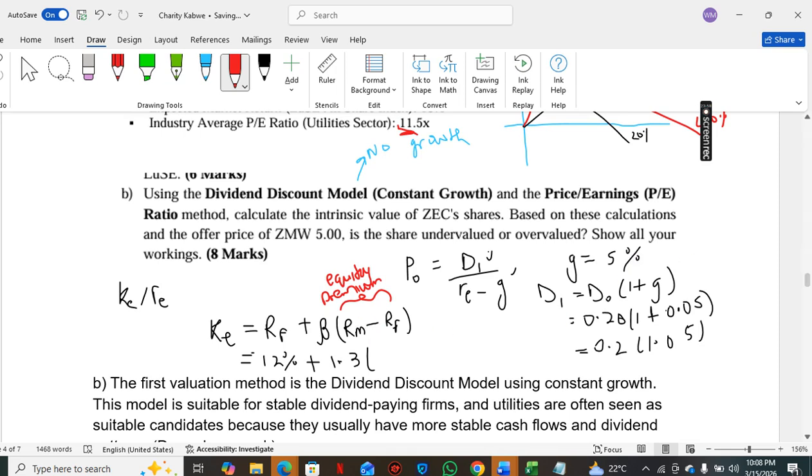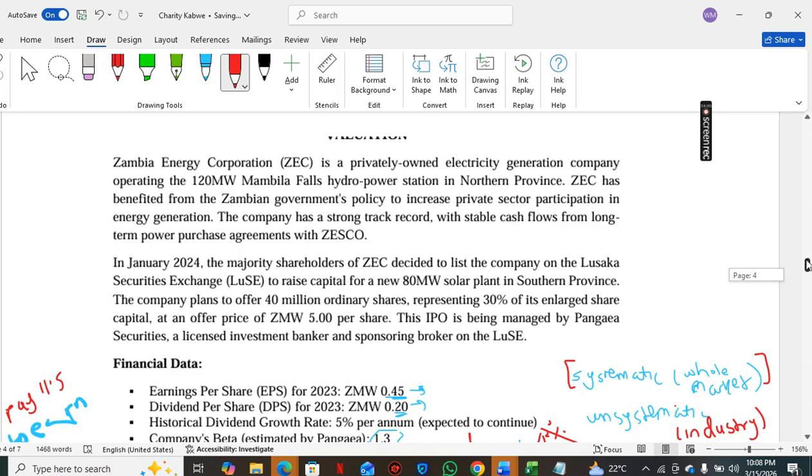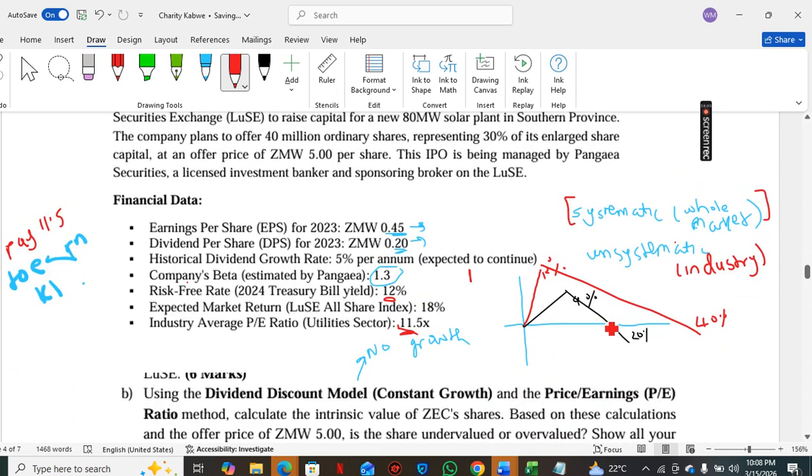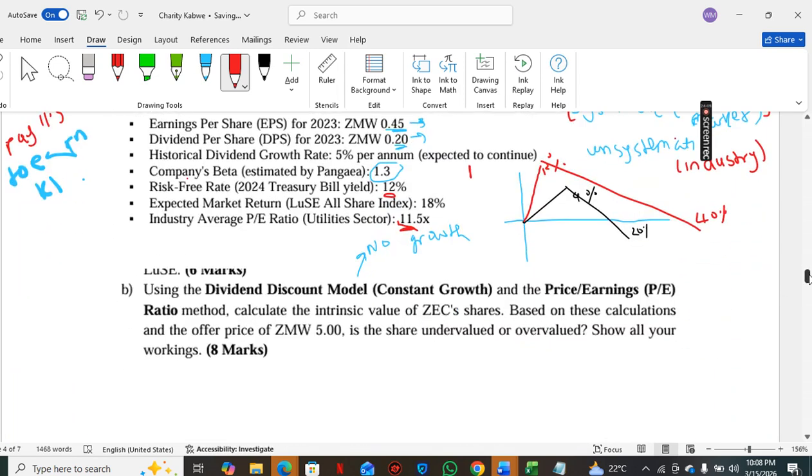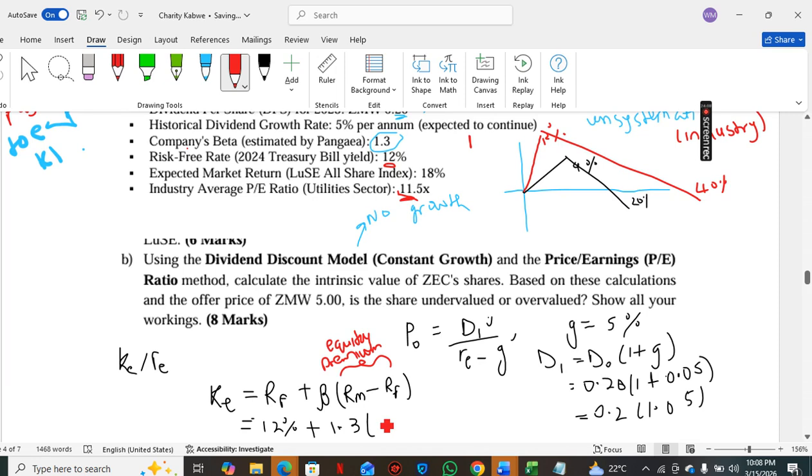Are there any questions on that? Expected market return 18%. Hello? Hello?